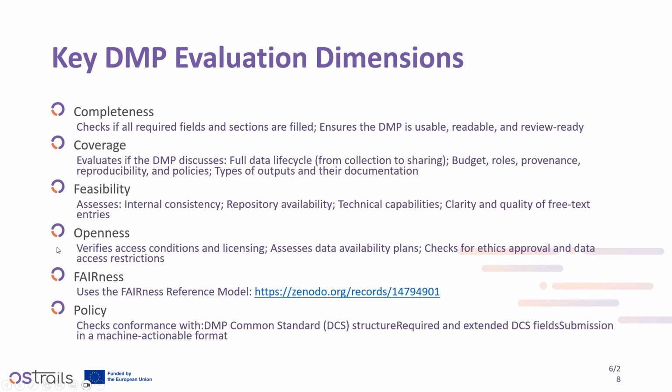Now, openness: we of course look at whether there are open access conditions. For example, if the license assigned to the data set is open. Similarly, if the protocol to exchange this data set is open, if there are data availability plans available, and any other types of restrictions that might hinder the possibility of fully open access sharing.